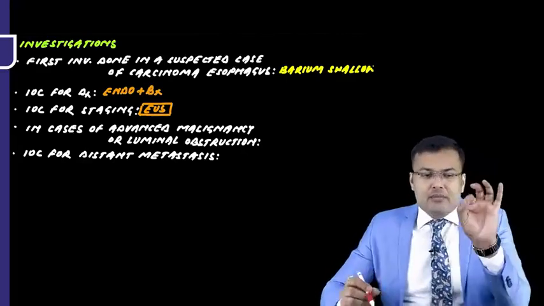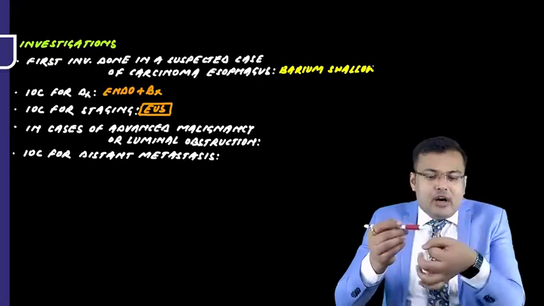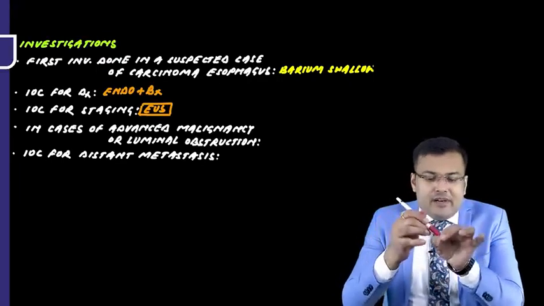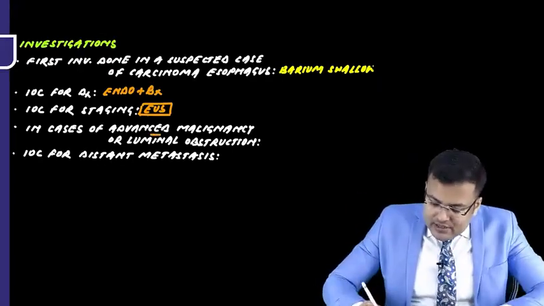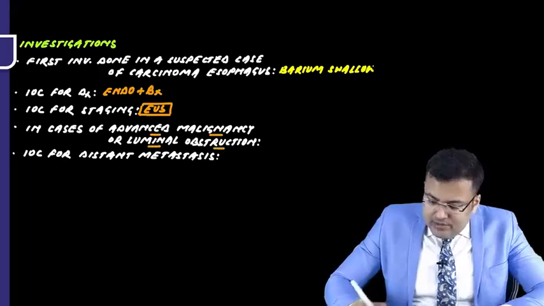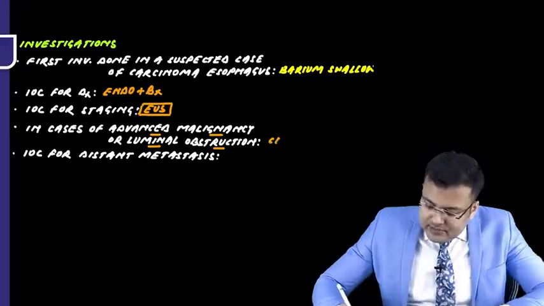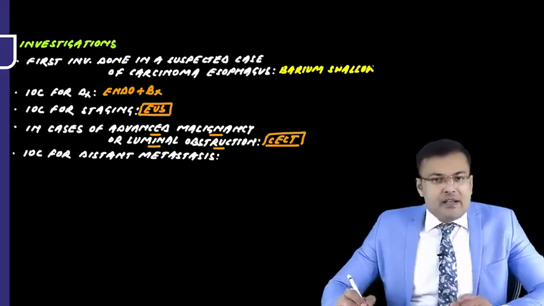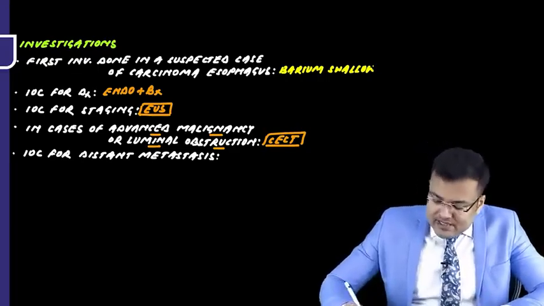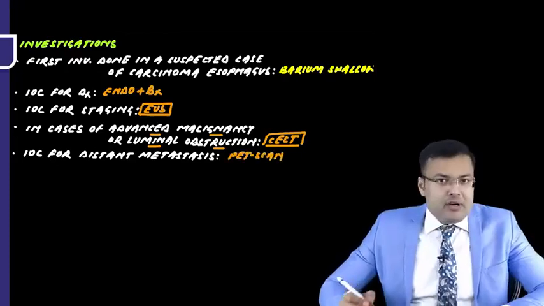Problem, whenever the malignancy is outside the lumen, if there is advanced malignancy or luminal obstruction, it's very difficult for you to perform endoscopic ultrasound. So whenever there is advanced malignancy or luminal obstruction, for staging we go for CECT. And for distant metastasis, the investigation of choice is PET scan.